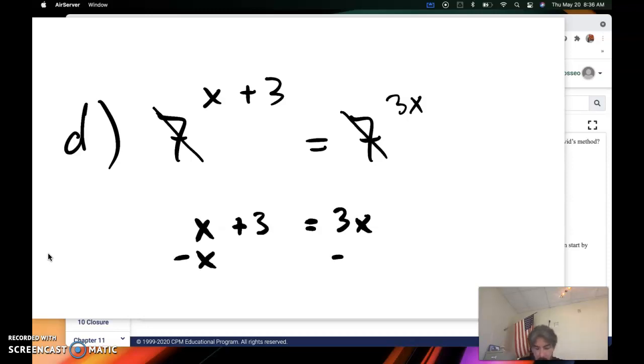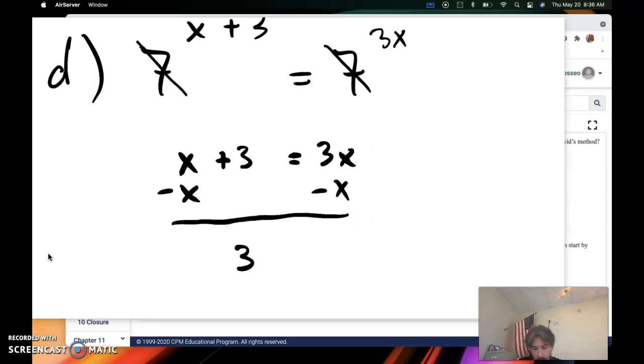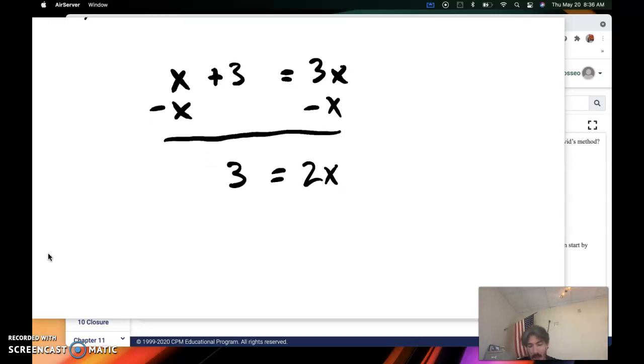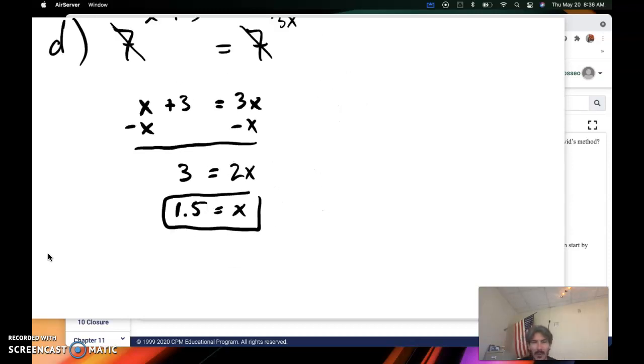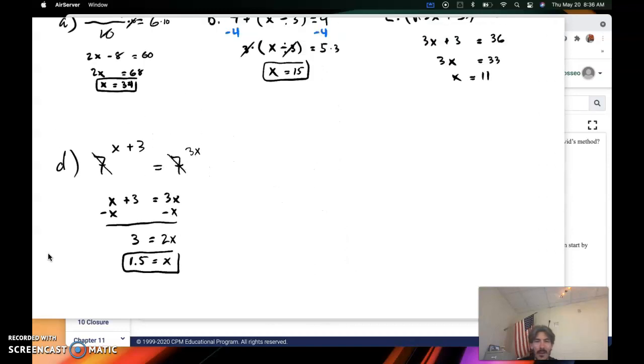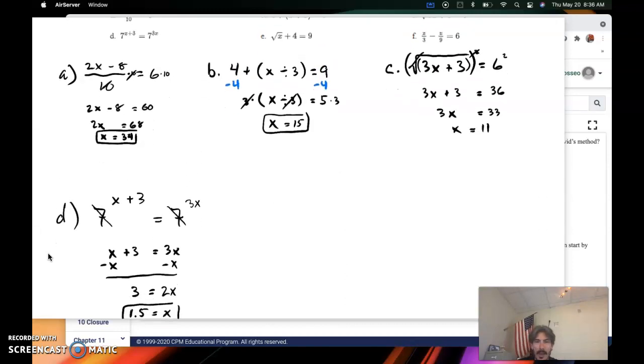and now I can just subtract x from both sides. And over here on the left, I have 3. Over here on the right, I have 2x, right? Because 3x minus x, or 1x, is 2x. And now I'll just divide both sides by 2, and I get x equals 1.5. It is okay, of course, to have a decimal, right? Don't let that wreck your day, right? We do often run into decimal answers.